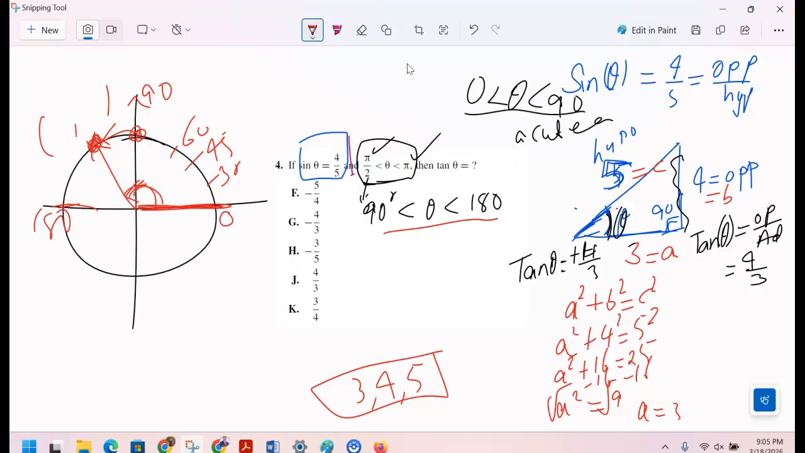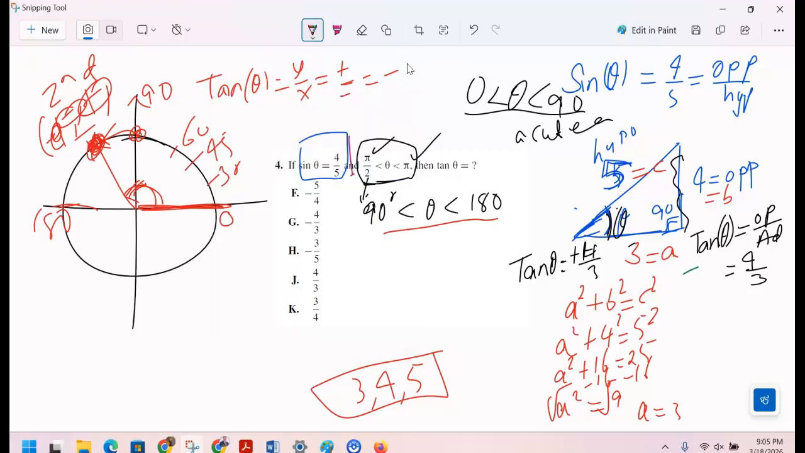Remember, in the second quadrant, the signs are always plus, minus, minus and plus. That means tan, by definition of theta, is y over x. The y coordinate here is positive, and the x coordinate is negative. So the whole thing becomes negative, so your answer has to be negative.